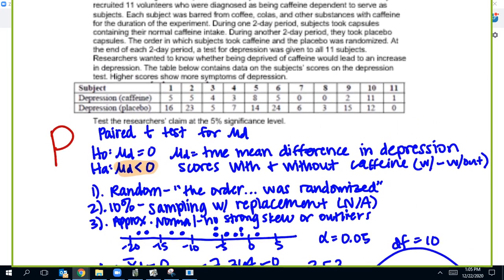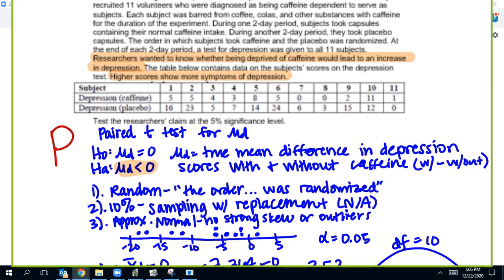And so the way I knew what to do is right here where it says, researchers wanted to know whether being deprived of caffeine would lead to an increase in depression. And it also tells us that higher scores show more symptoms of depression. So I think no caffeine will have more depression than caffeine.